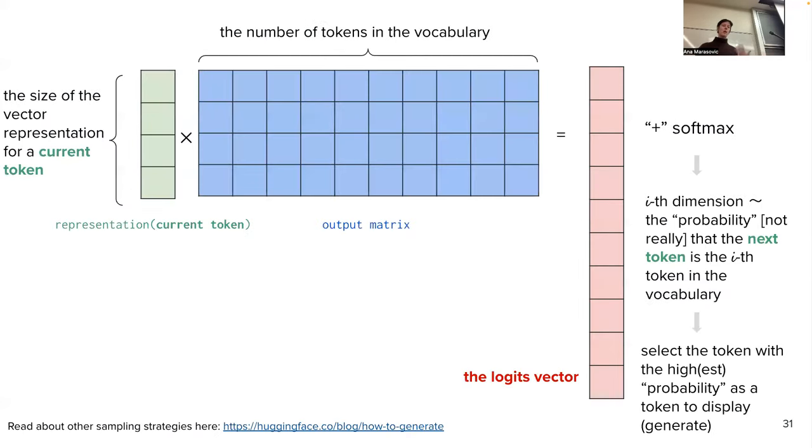Remember here that the last layer is the standard output layer, where we have this huge matrix in which the number of columns is the number of tokens in the vocabulary.